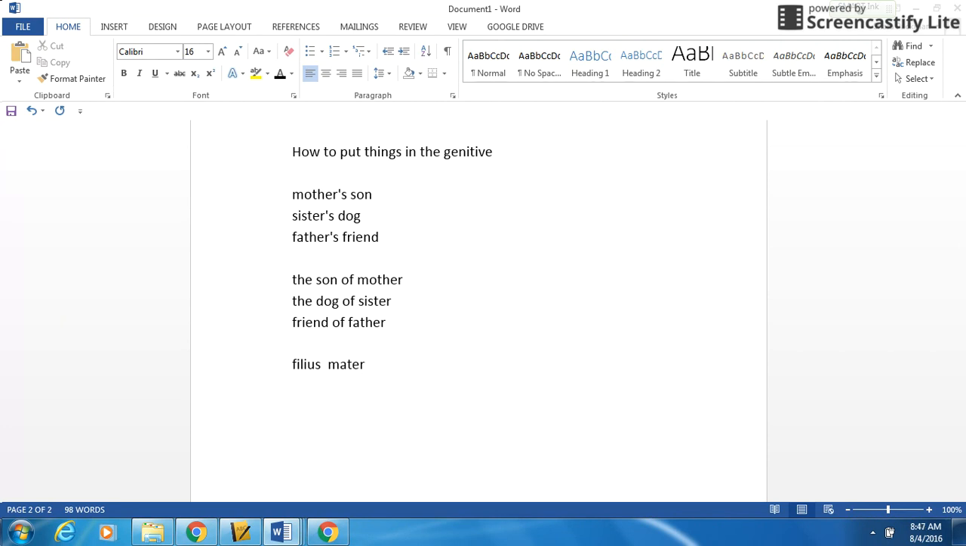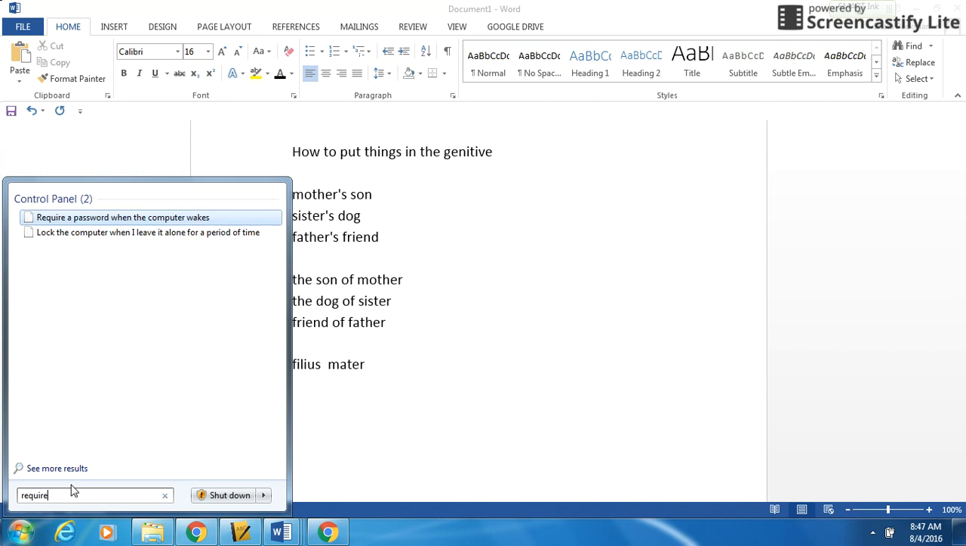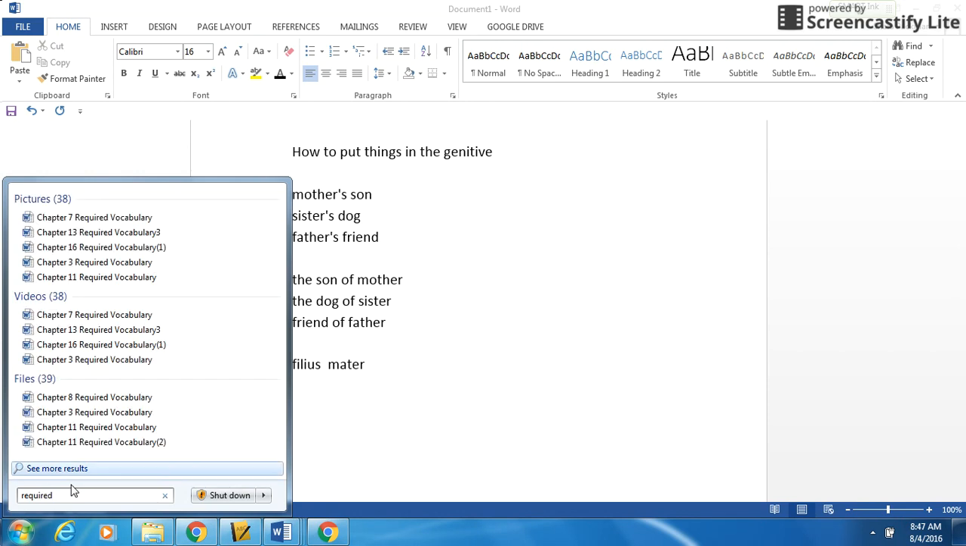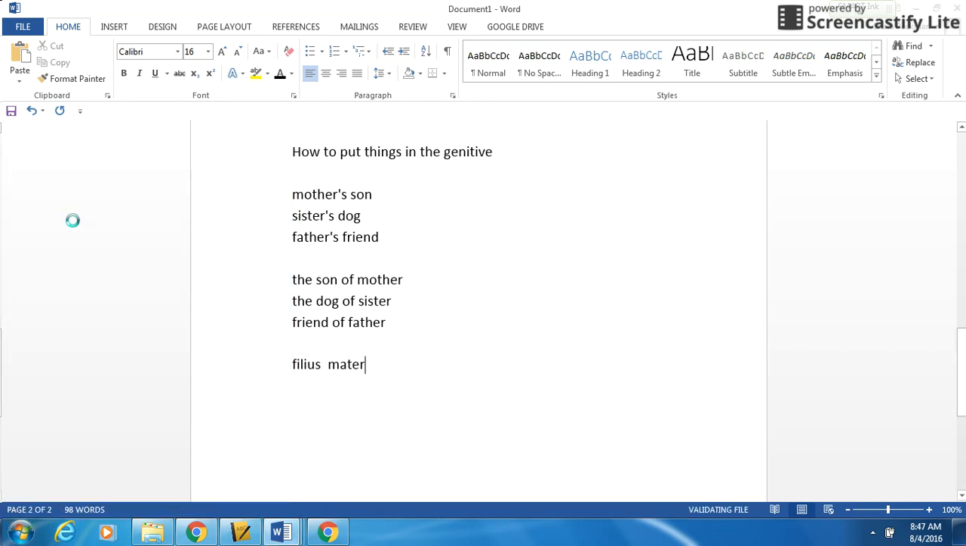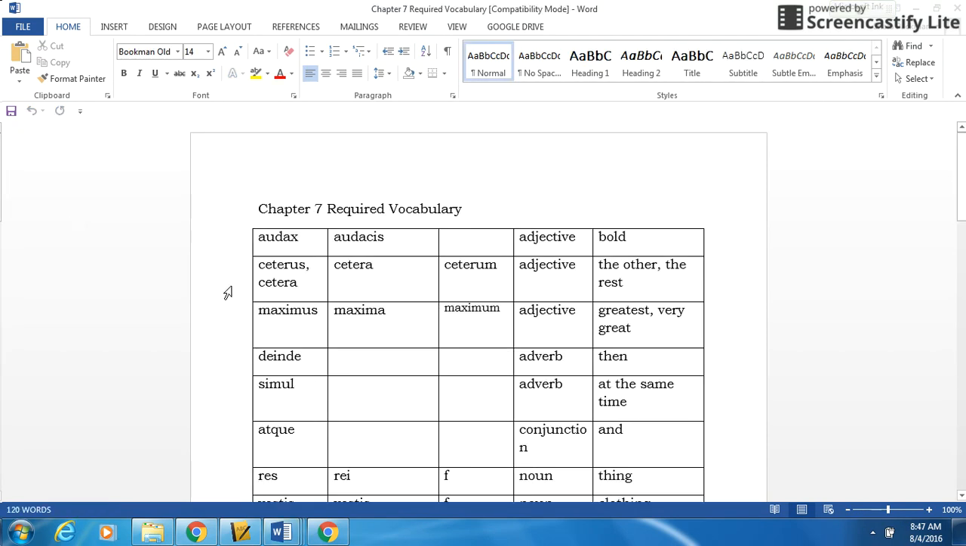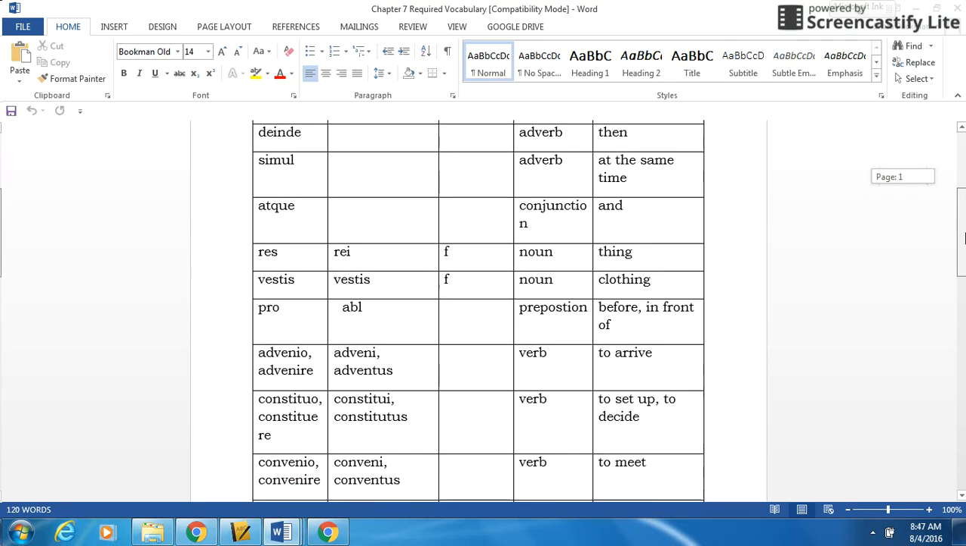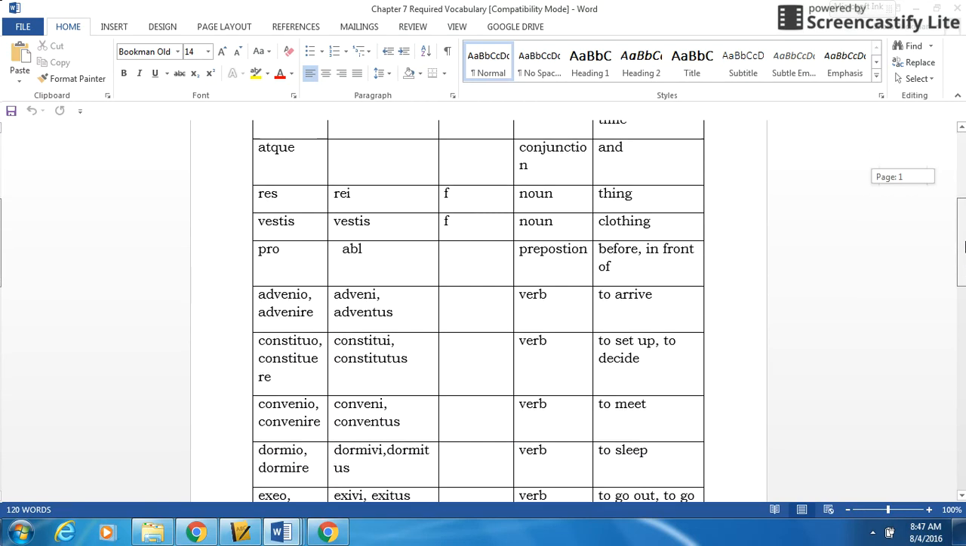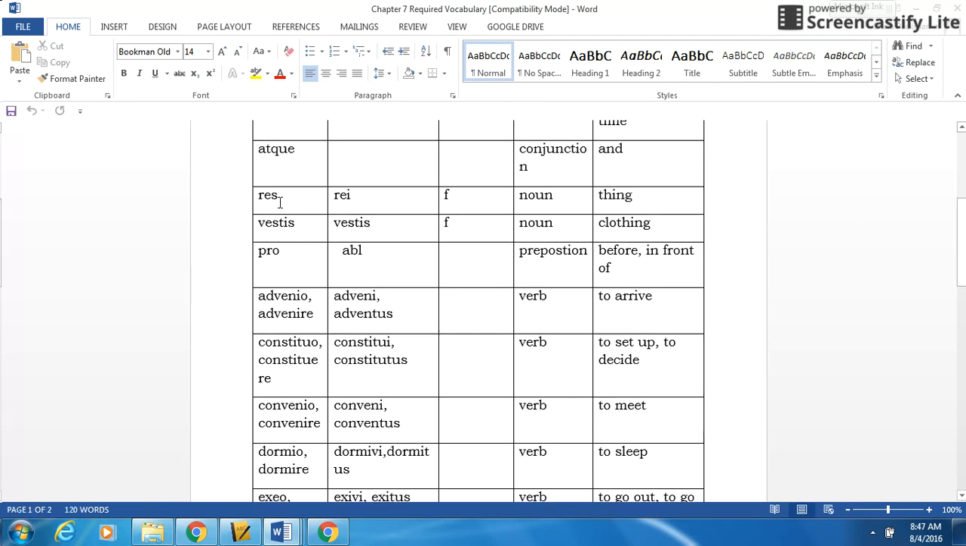Go to your vocab. If you go to chapter 1 vocab, remember in a vocab list, let's see. This is a random chapter, but let's look here. In every chapter vocab, you get the nominative and the genitive. So for a lot of these, you don't even have to form them. Look at the nouns in this one. Well, shoot, there's only 2, but they give you the nominative and the genitive.